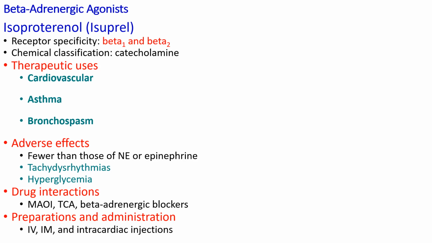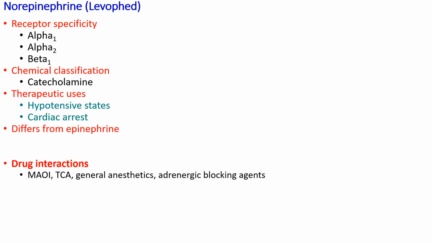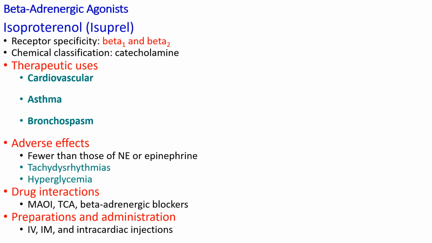Isoprel is only specific to the beta 1 and beta 2. The ephedrine is the one that is specific to the alpha 1, alpha 2, and beta 2. But the isoprel is only beta 1 and beta 2 receptors. And it's very effective for different indications, like cardiovascular, for the AV block, cardiac arrest, and in patients with asthma, because it will result in bronchodilation.